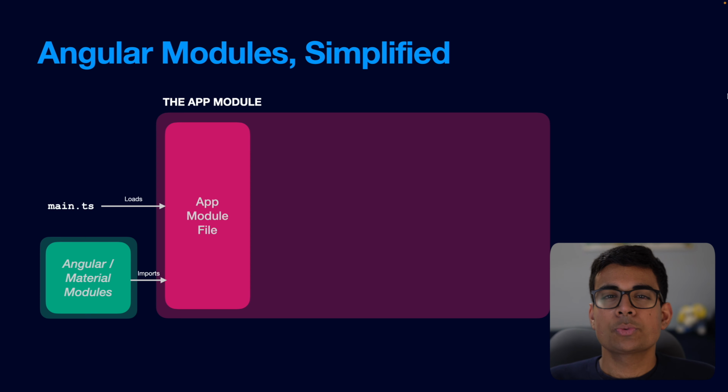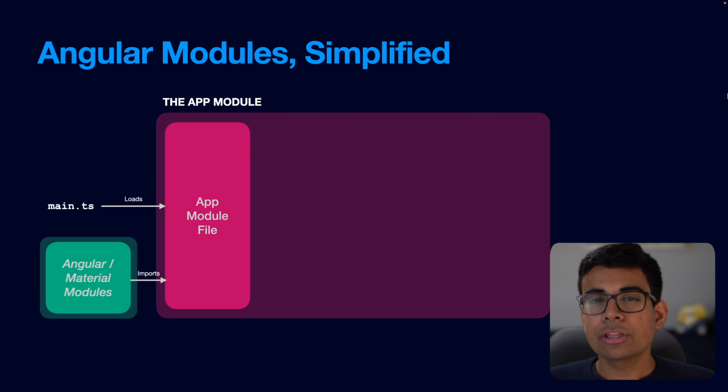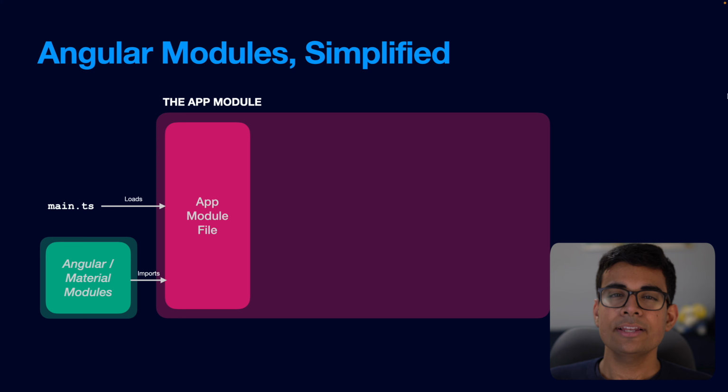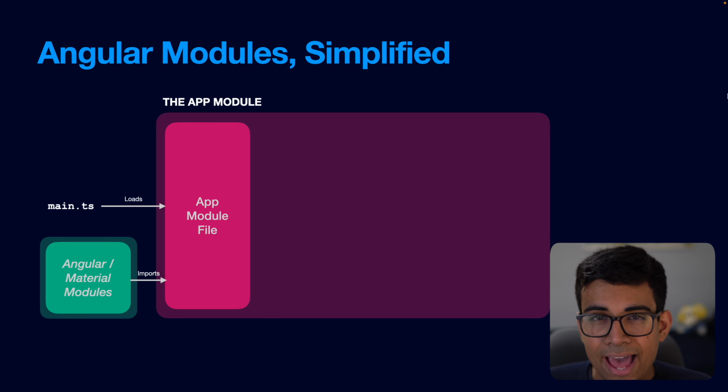Really, the app module is a bundle of related files and a bundle of related features. The app module loads up all of the pieces, all of the code inside of it, when we load our main application. This is done in a file called main.ts, and we're going to take a look at this file very briefly in a second. main.ts is actually the entry point of our application.